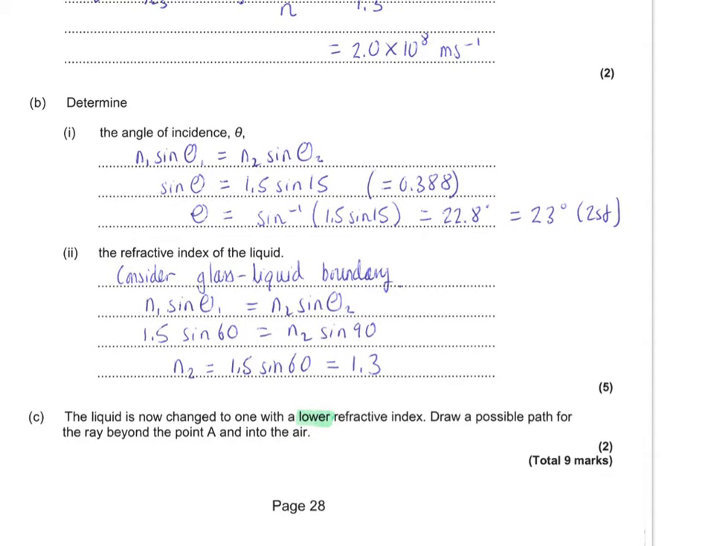Finally, we are told the liquid is changed to one with a lower refractive index and asked to draw a possible path for the ray beyond the point A and into the air. Notice the detail here, we do actually want to show 2 parts of the ray's journey.